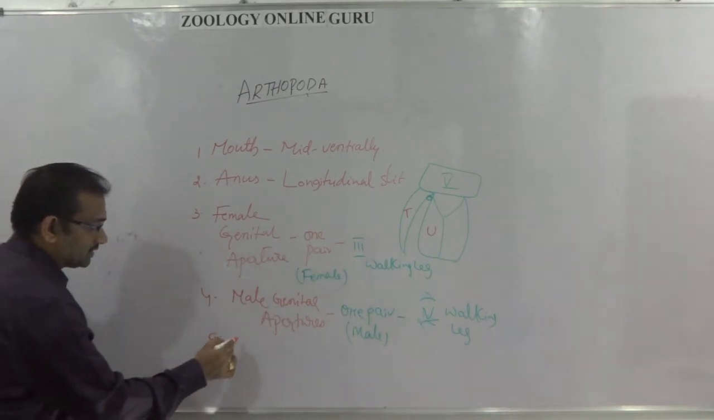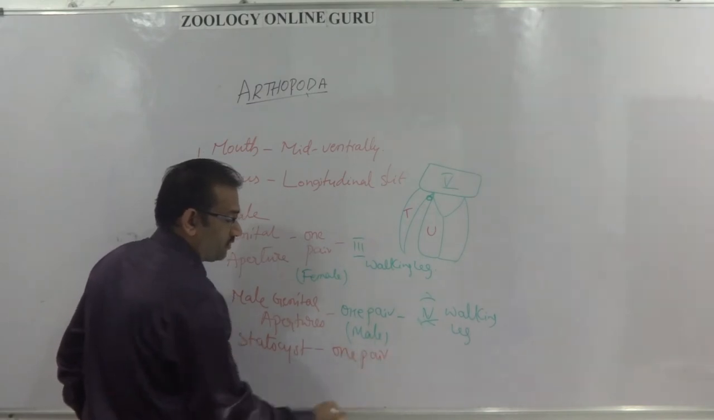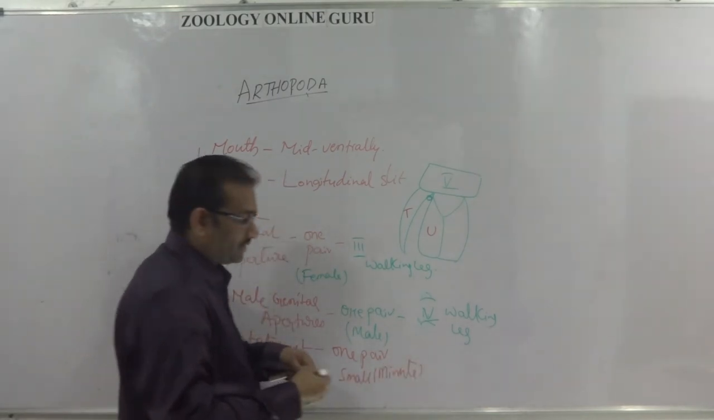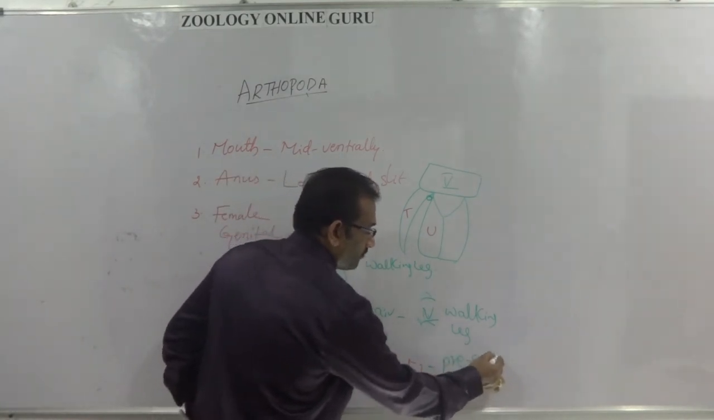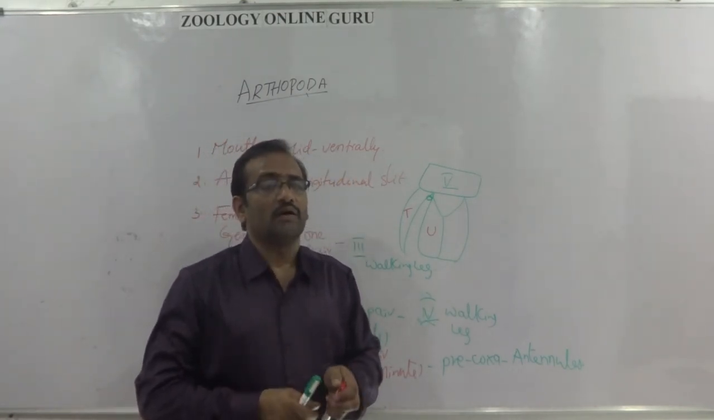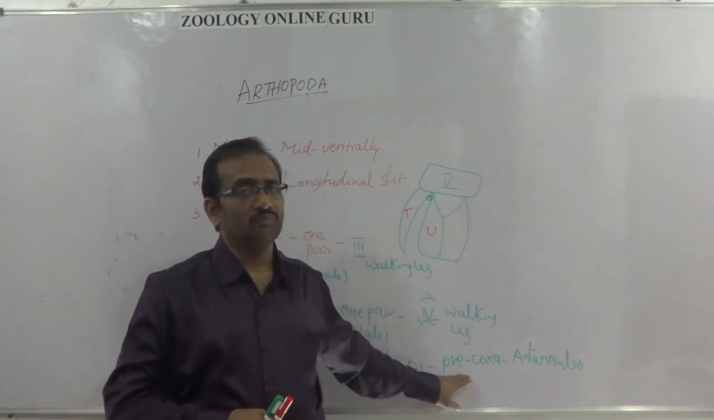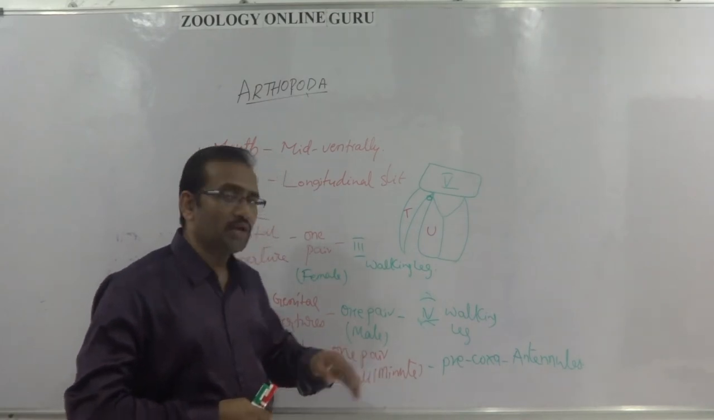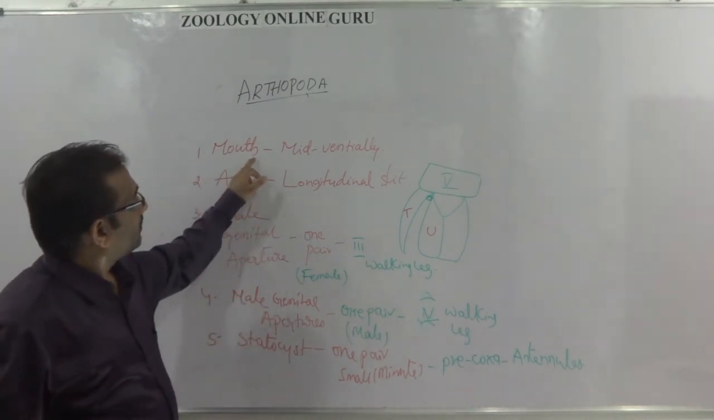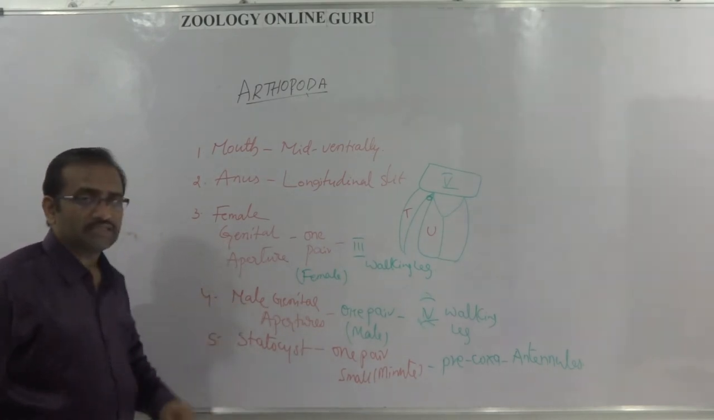And lastly, the fifth one, the statocyst. There is also one pair of small or minute openings present on the precoxa of the antennules. The antennules are cephalic appendages. The first pair of cephalic appendages are called antennules. The broad large part is called the precoxa. On the base of the precoxa, one pair of minute openings are there. They are called statocysts. So the apertures present on the body of the prawn are mouth, anus, female genital aperture, male genital aperture, and statocyst.